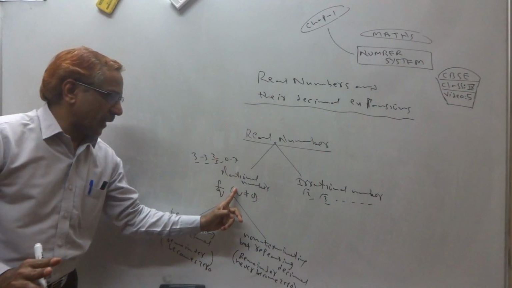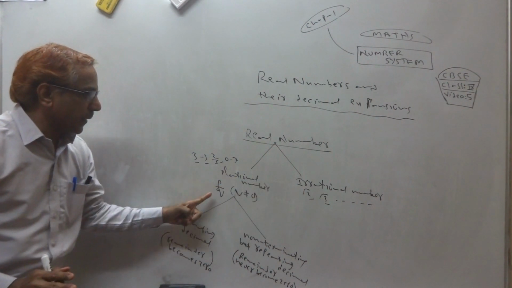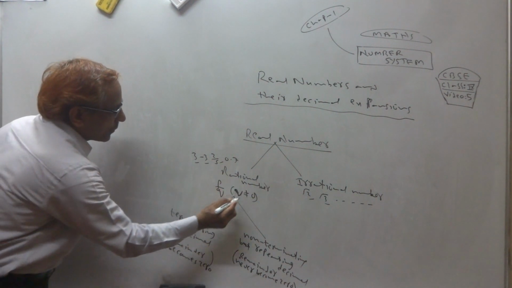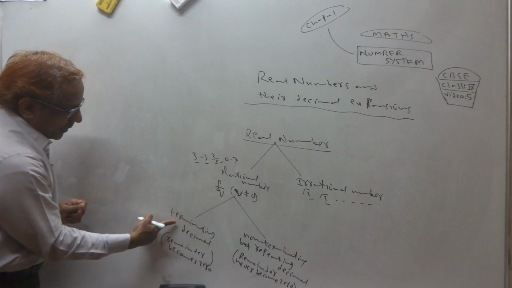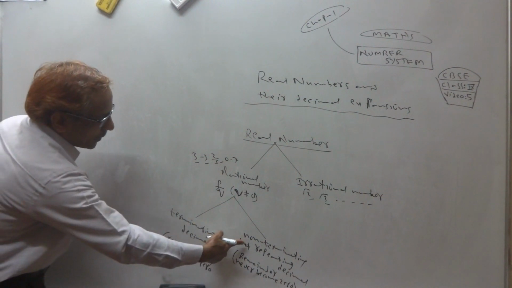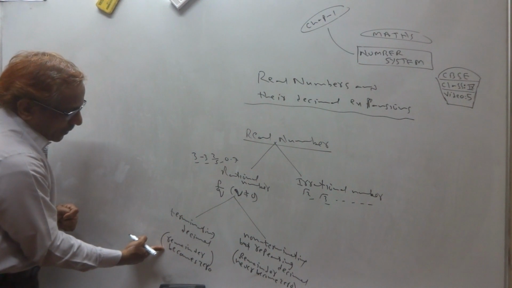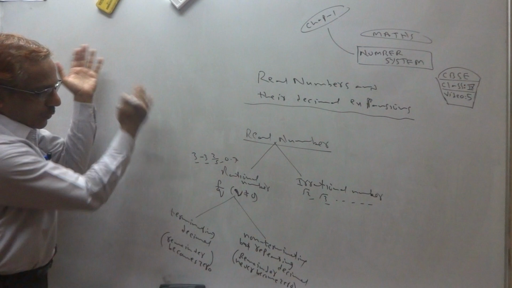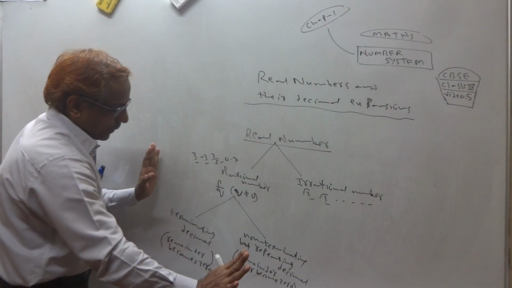Real numbers have two types, rational and irrational. Rational numbers means p by q, all fractions. There are two types of decimal expansions for a rational number: one is terminating decimal and one is non-terminating but repeating decimal. Terminating decimal means when the remainder becomes 0. I will show you the example after this. Here the remainder never becomes 0.